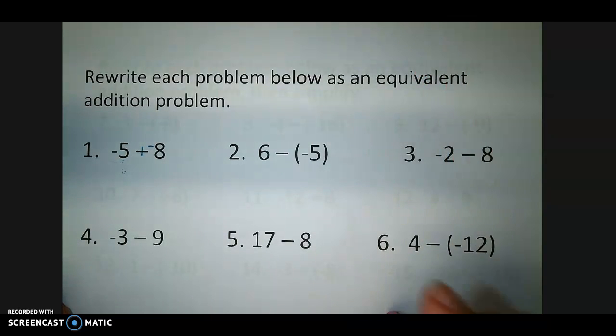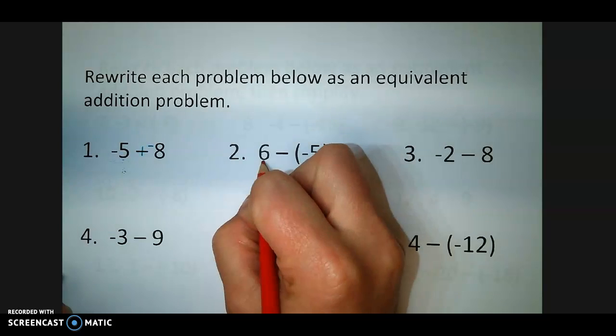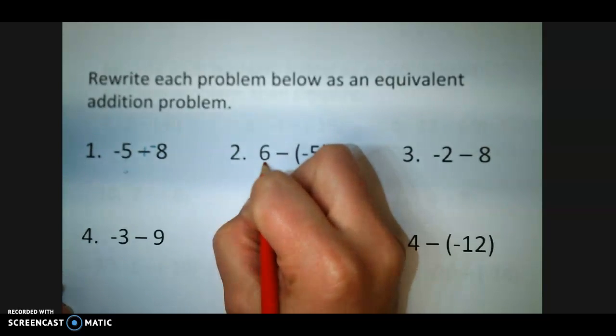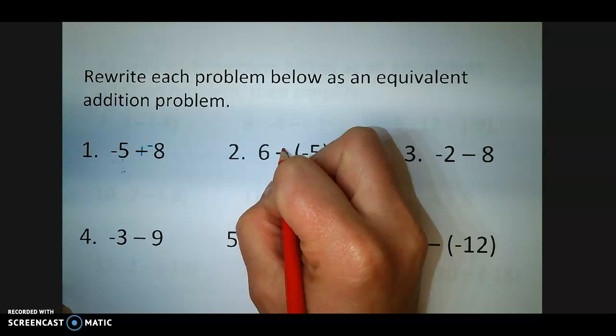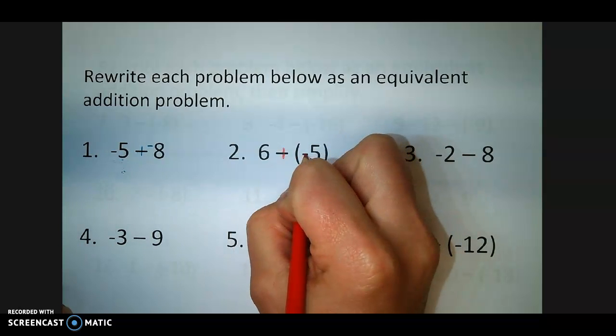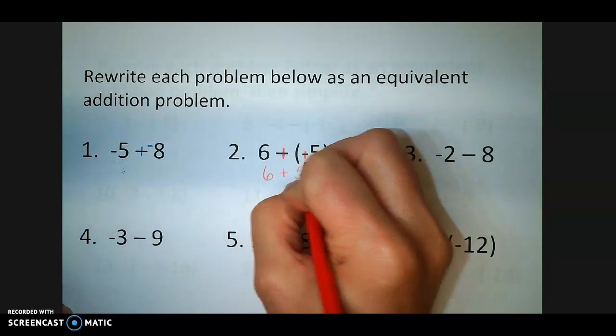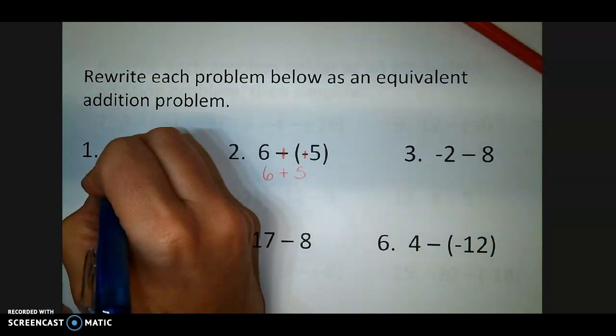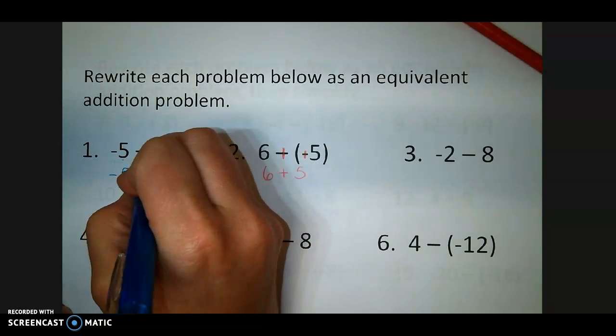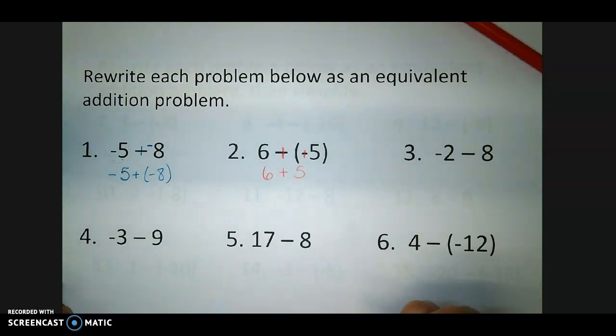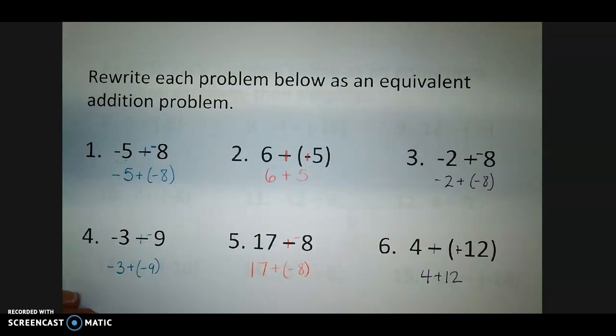For this next one, once again, I'm not touching the 6. Leave it alone. But I am going to change the subtraction to addition. And then I want the opposite of the 5, which is a positive 5. So this has become 6 plus 5, the same way that this became negative 5 plus negative 8. What I want you to do right here is pause this video, try the others, and then turn it back on and check it.